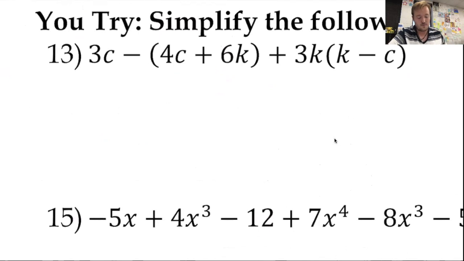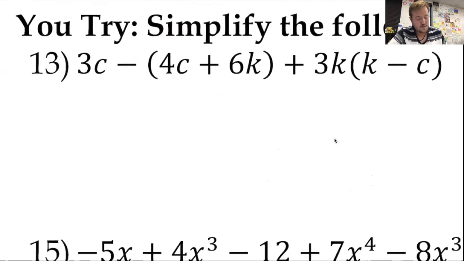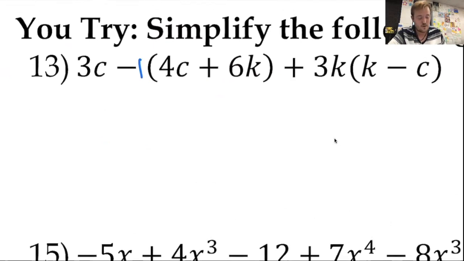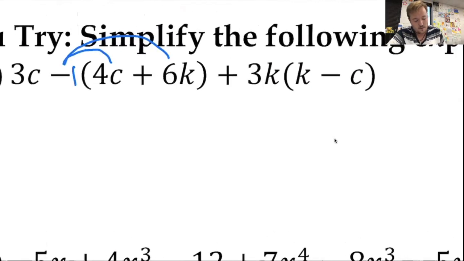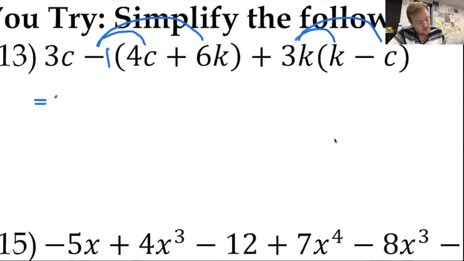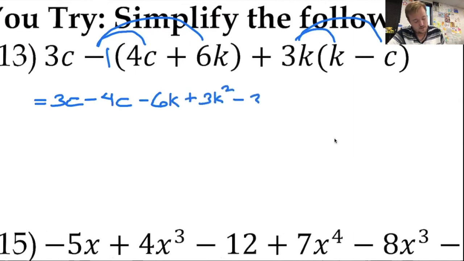Okay, so I'm going to go through these a little bit quicker. 3c minus 4c plus 6k plus 3k times k minus c. You have to distribute first. There's not a number out in the front here, so you have to distribute a negative 1. So negative 1 times 4c, negative 1 times 6k, and 3k times k, 3k times negative c. So I'm going to have 3c minus 4c minus 6k plus 3k squared minus 3kc.